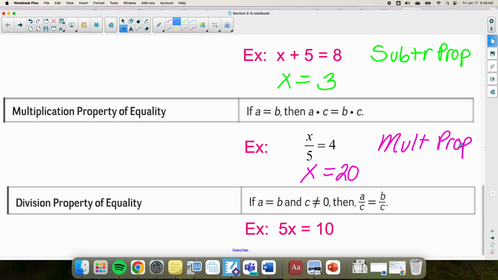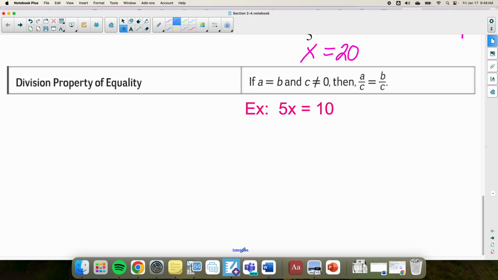Alright. Then if we look at division property, for this one, what you're gonna do is divide on both sides. You're gonna divide by 5. The 5 on the left is gone. 10 divided by 5 is 2. Now, when you abbreviate division property, we're going to go DIV and then prop, okay? There's a distributive property and a division property, so you can't just do DI because then I wouldn't know. So I do DIV for division and DIST for distributive.